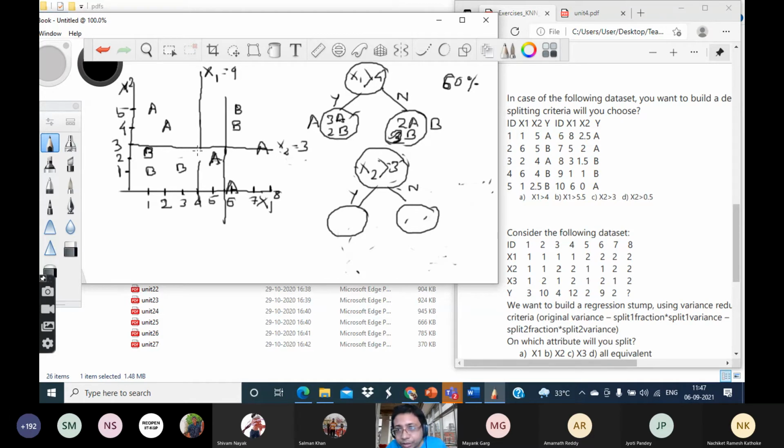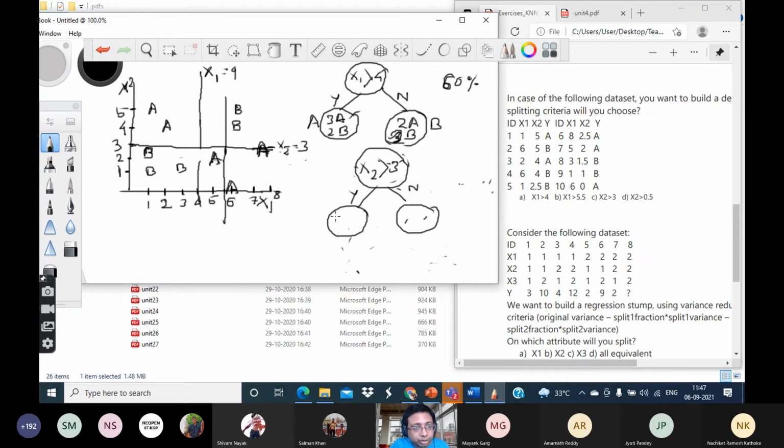Okay, so this one is at 2.5, I guess. So this one is slightly below the line on this side. Now if I look at all the points satisfying x2 greater than 3, these 4 points satisfy x2 greater than 3.